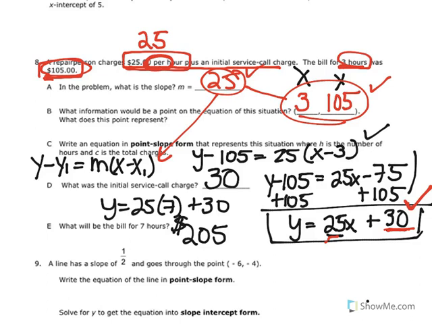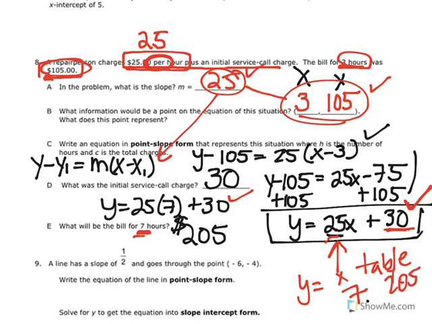Then you can use that equation to figure out for any number of hours. In this case it was 7. And I did it kind of the long way. You could also put this into y equals in your calculator and then go to the table and just scroll down until you see 7 in the x column, and you'll see 205 in the y column.